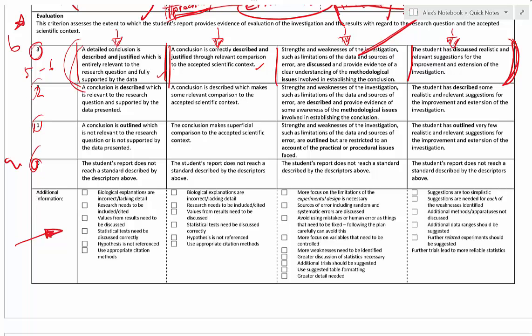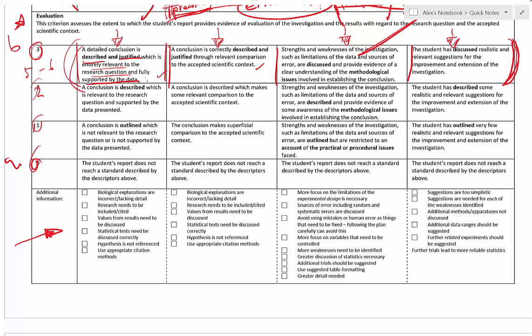Remember in the last video we said averages are probably not enough. That's just basic processing. You should be able to go further with that, with the graph and actually analyzing correlation coefficient or something like that, drawing a line of best fit if it's appropriate for your particular investigation. Detailed conclusion, described, justified, which is entirely relevant to the research question, fully supported by the data.